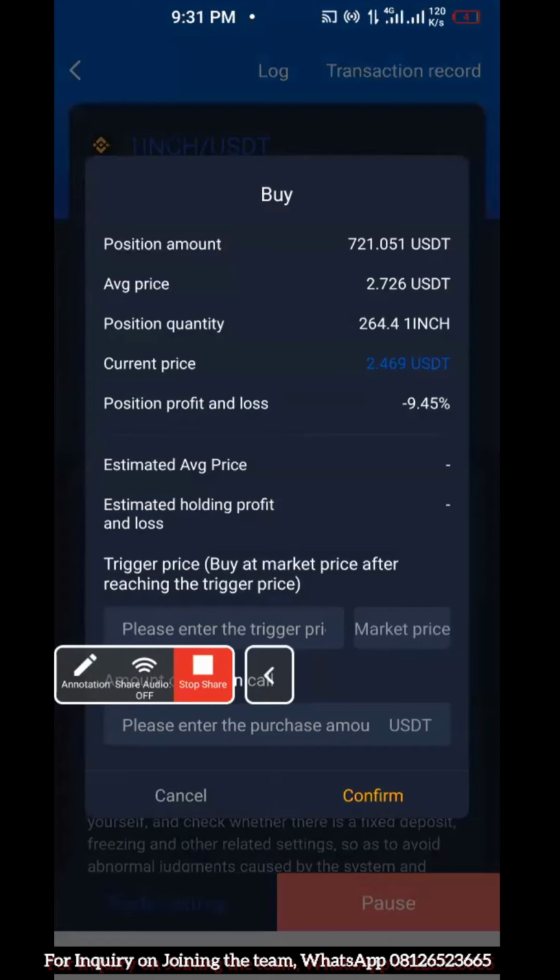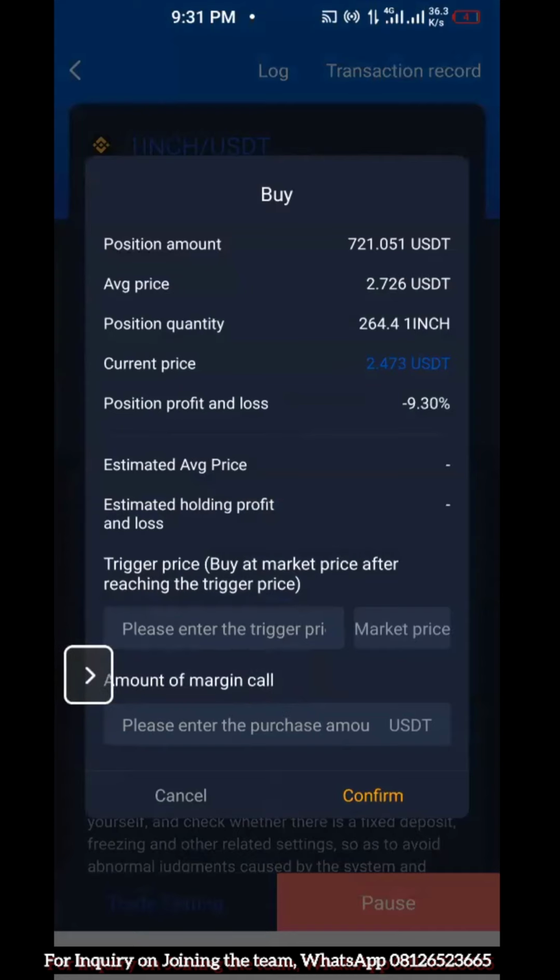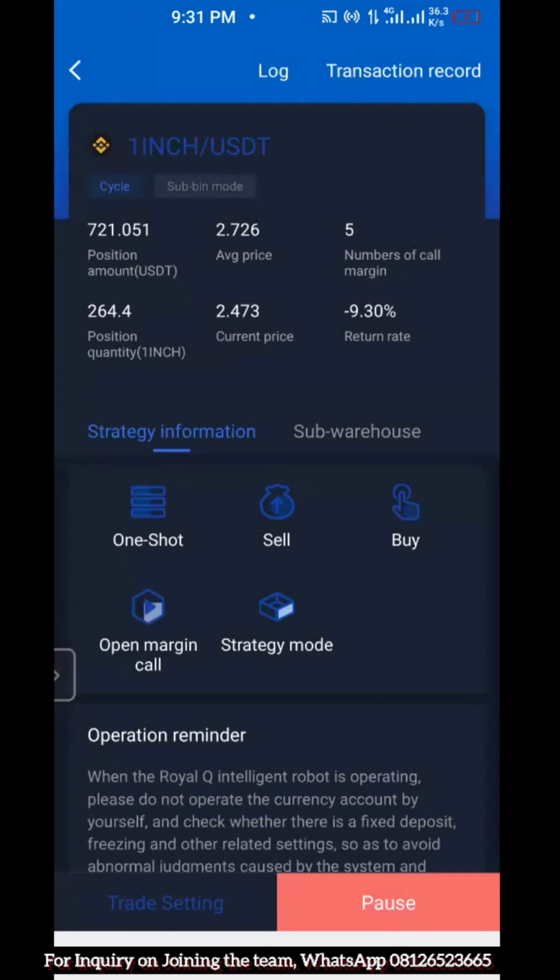If you want to buy manually, you can go ahead and use this. If you want to sell manually, you can go ahead and use the buy and sell button.